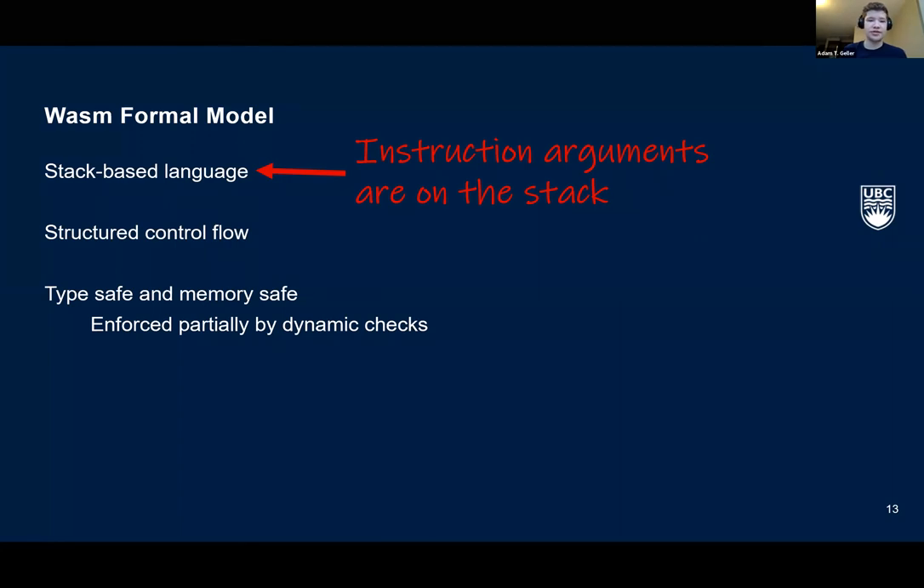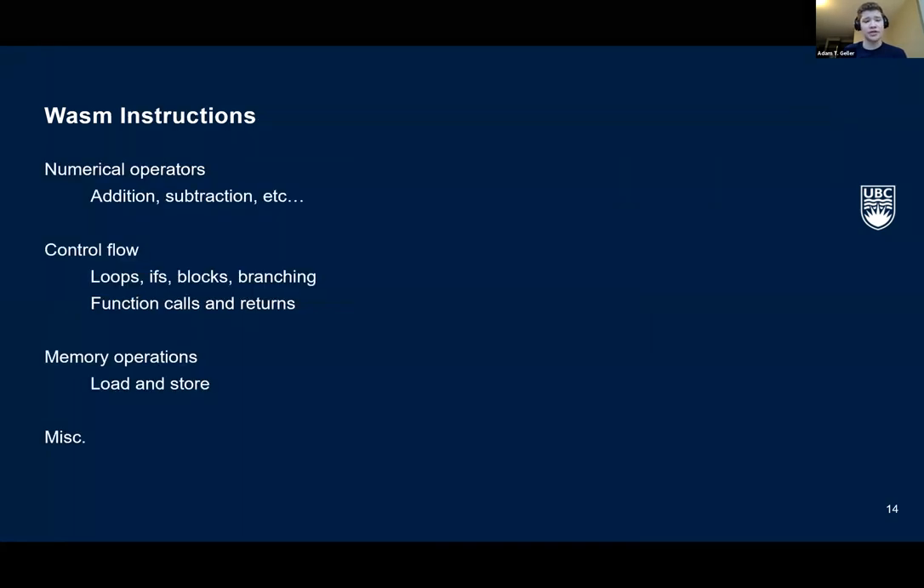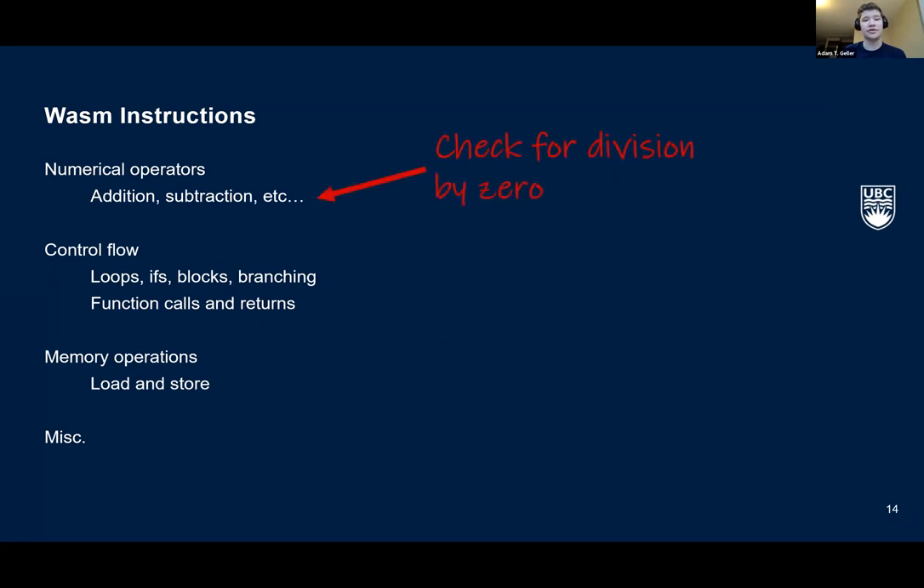And these are the safety properties that are partially enforced by dynamic checks. If we take a look at the different types of WebAssembly instructions, then we have numerical operators like addition, subtraction, and division. And then, as we saw before, we have to have a check for division by 0 because the WebAssembly type system is not expressive enough to capture that and say that dividing by 0 is not well typed.